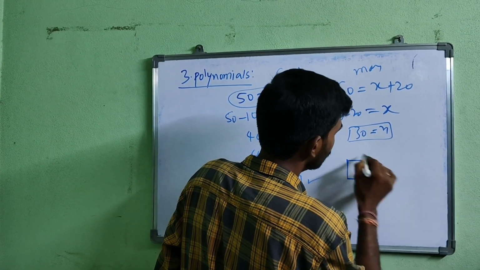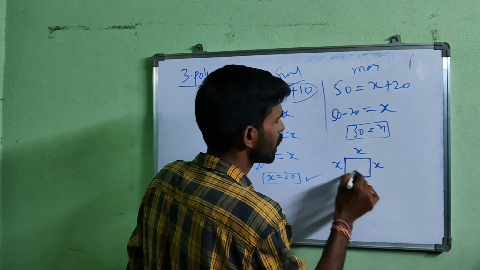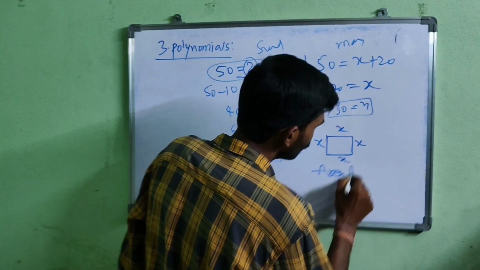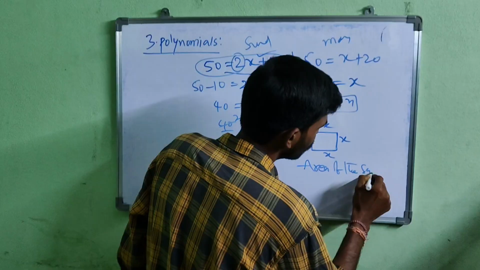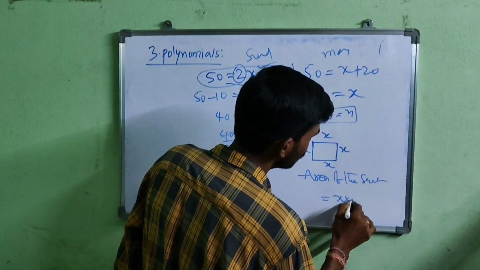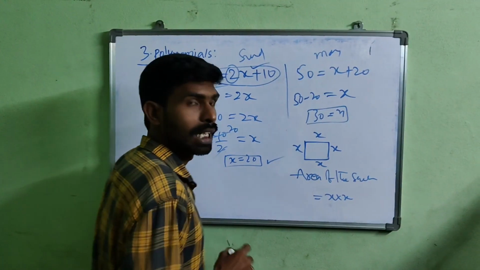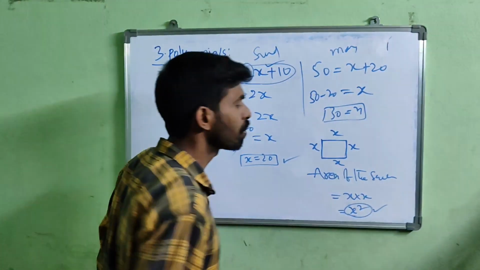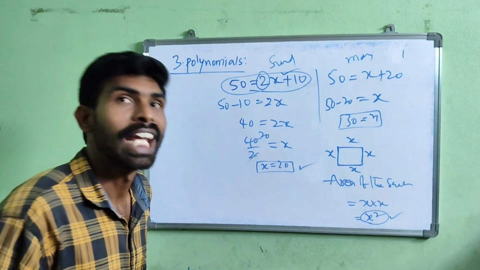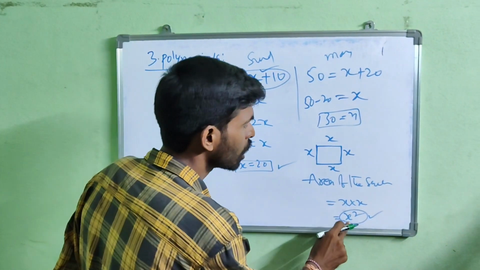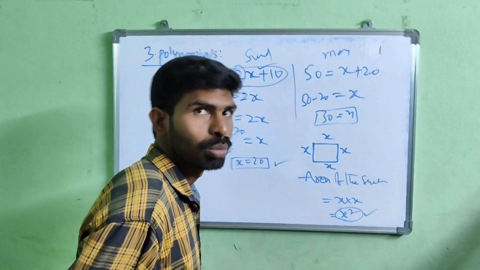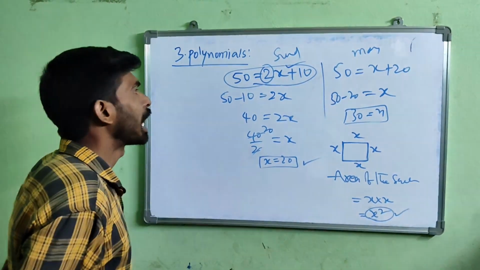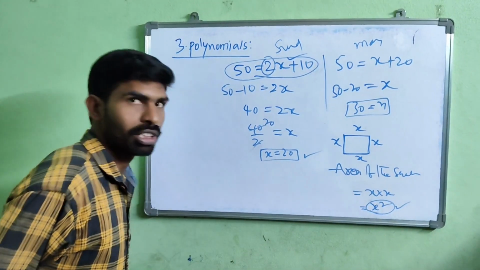This is a square. The side of the square I consider as x. What is the area? Area of the square I want. What is area? X into x, X square. X square is also one of the polynomials. This is also one of the expressions. But here the power is 2. Like this we are forming expressions to solve the equations.